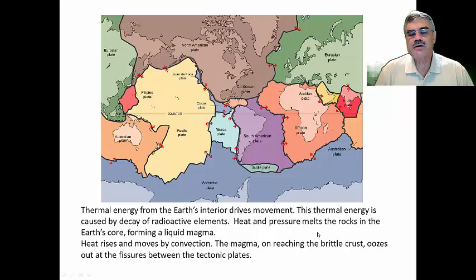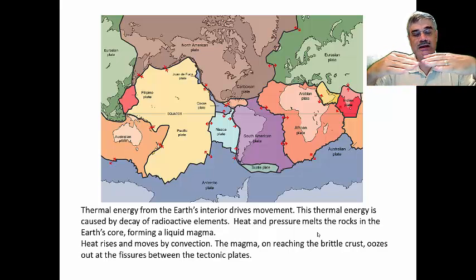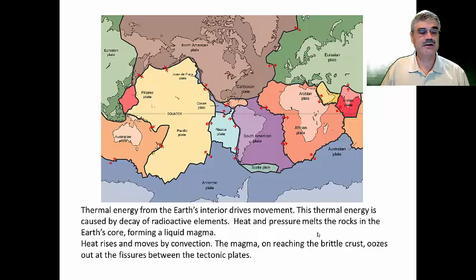So this is our current idea, that these land masses float on these plates, and these plates are rubbing past each other and sometimes cramming into each other in ways that we will cover in the next lesson. Now, what drives the movement of these plates? Why aren't they just static and happy to stay put?